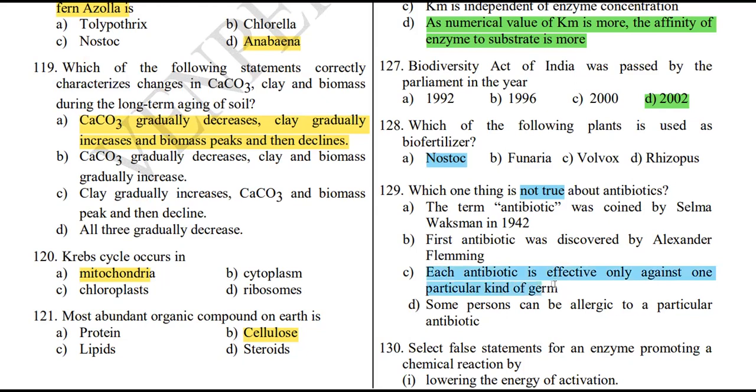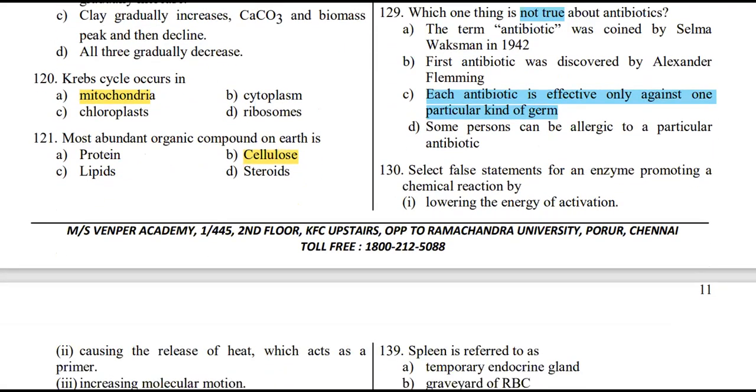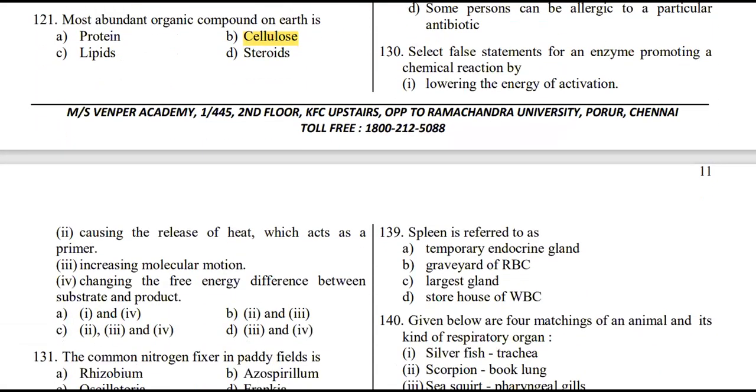So you have to choose this statement. Okay, yes. Select the false statement for an enzyme producing a chemical reaction. We have to find out the false statement. So first we will see the correct statement. Enzymes are the ones which catalyze the rate of the reaction by reducing the activation energy.